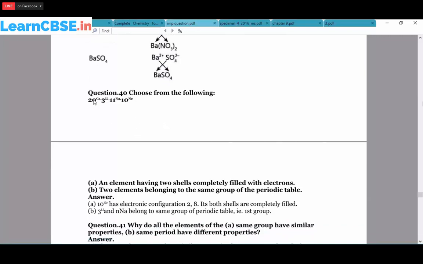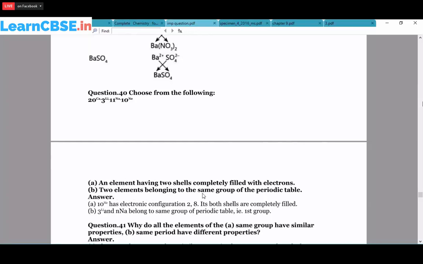Choose from the following: calcium, lithium, sodium, neon. An element having the two shells completely filled with the electrons. Okay, so completely filled with the electrons. That is neon because it's having atomic number 10. So the number of electrons is also 10. So we can split it up into 2, 8. So the 8 electrons are present in the outermost shell. So it means that both the shells are completely filled.